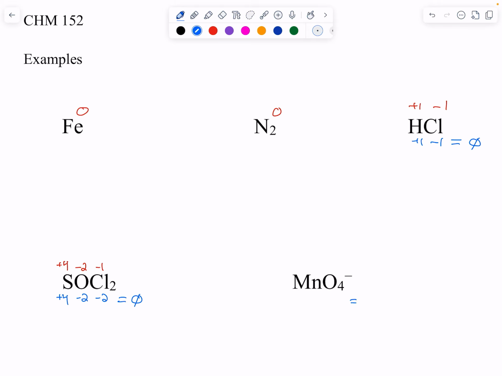Permanganate, we add up to -1. Who do we start with? Well, if you go down your rules, I'm going to go with oxygen. Oxygen's -2. And there are 4 oxygens. So that's a -8. So that means manganese has to be 7.